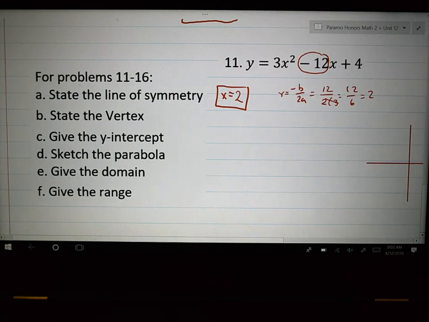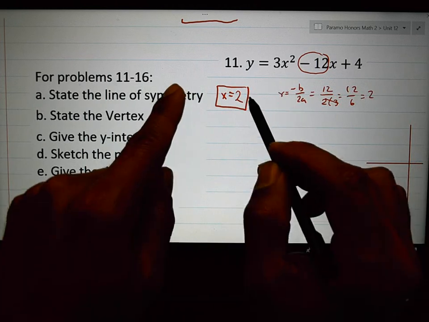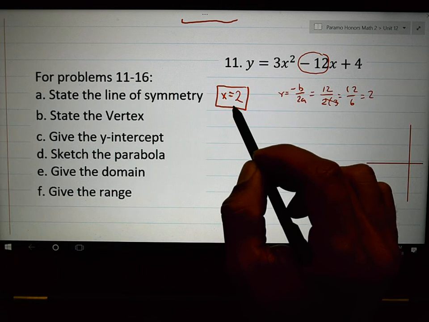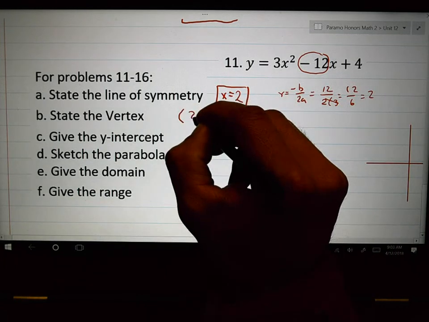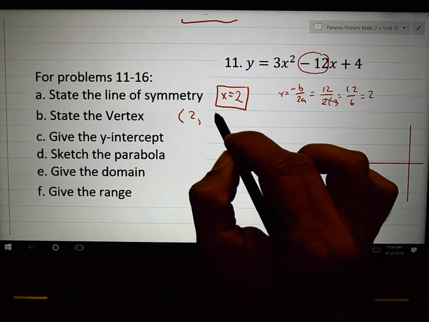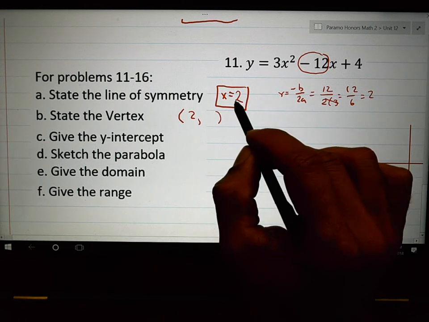Now it says state the vertex. Well, this is not in vertex form, but you now know where the line of symmetry is, this cuts it in half. This always goes through the vertex every single time. So if I know that, I actually have found half of my vertex. I have found the x coordinate of your vertex. Now, how do you find the y? Scott has a formula for it. Or you can take this 2 and just plug it in.